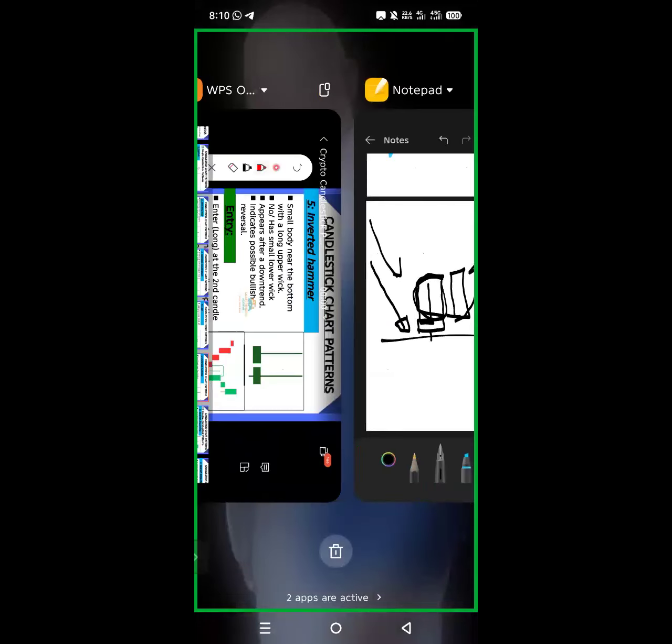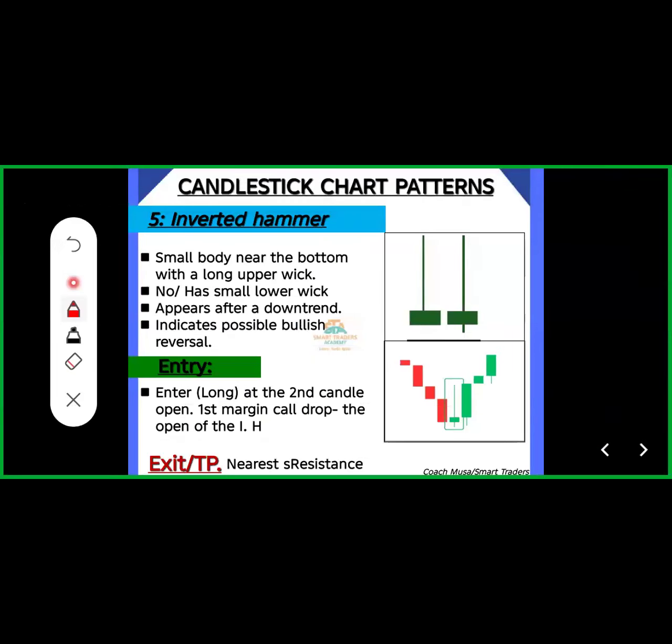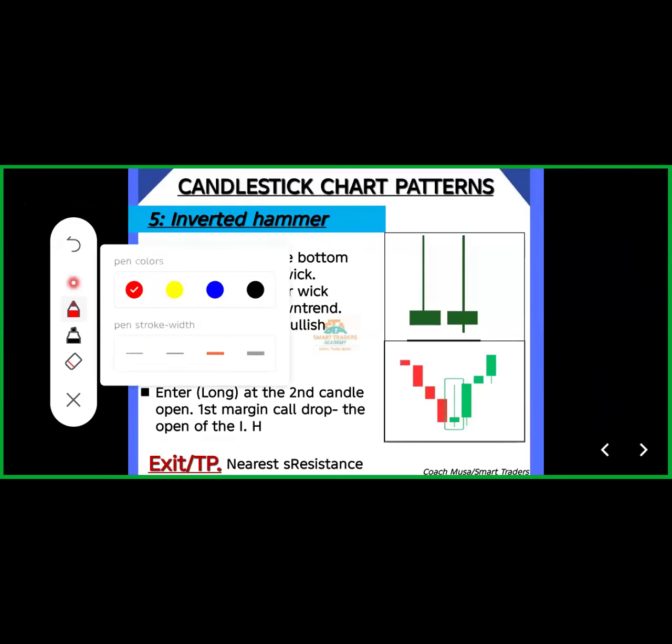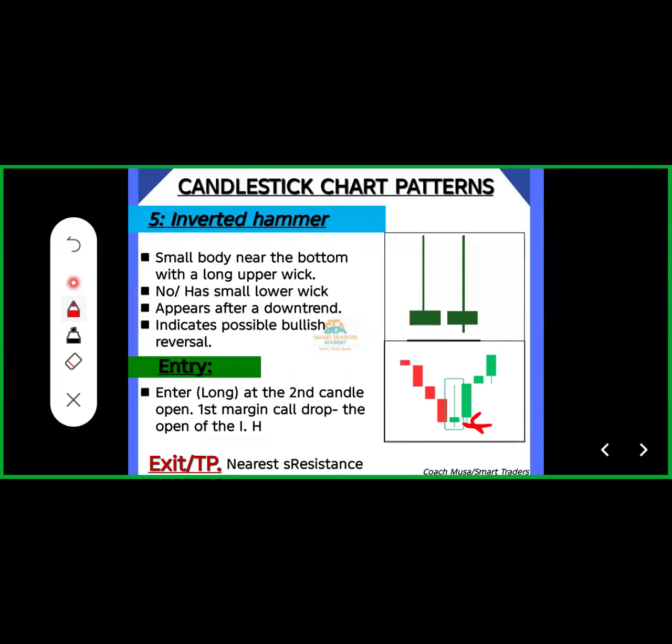Because if you see here, I'm saying that it indicates a bullish reversal. Now, depending on where it is formed, like if it is formed around the support zone, the best you're going to do is, if it is formed, make entry on the next candle open. Once you see an inverted hammer, you make entry on the next candle open. And then you take profit to the nearest resistance and measure that to the nearest support, and the percentage you get there will be for your margin call drop number one.